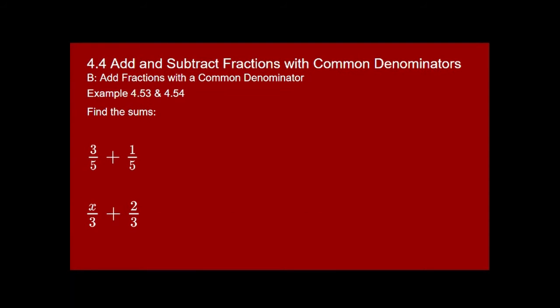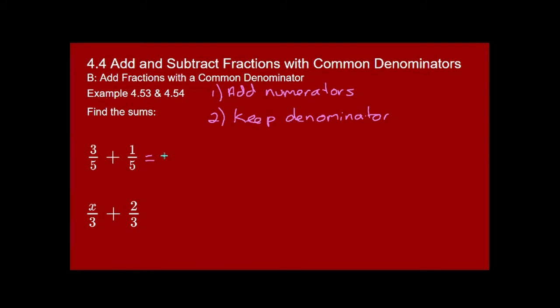Two examples. Find the sums. Okay, so we have 3/5 plus 1/5. So what do we do first? Let's go ahead and put our steps up here. First, we add the numerators. Those become our new numerator, and then we keep the denominator the same. We keep the common denominator.